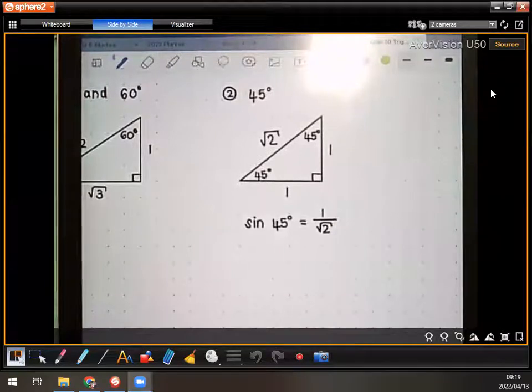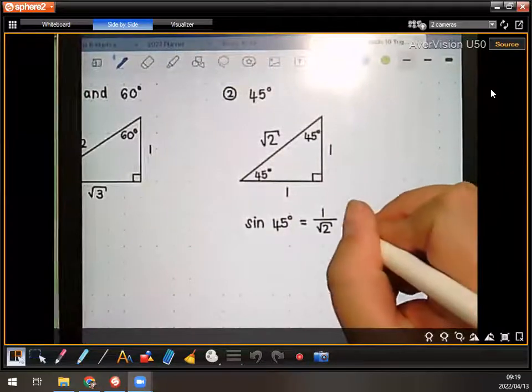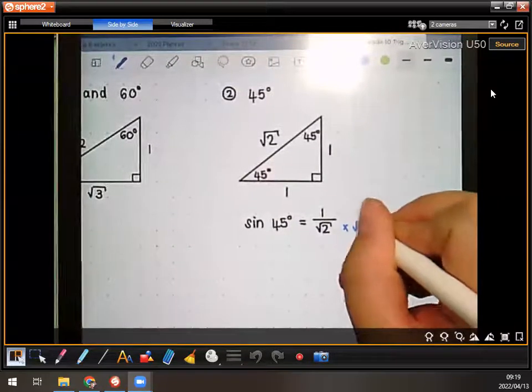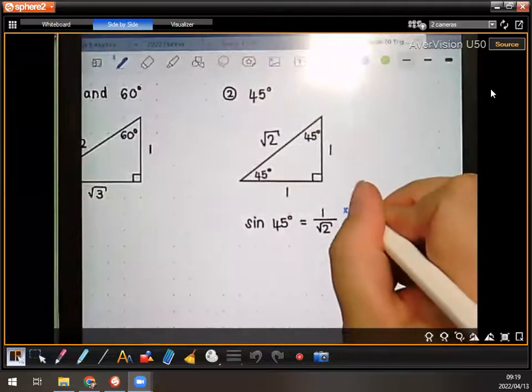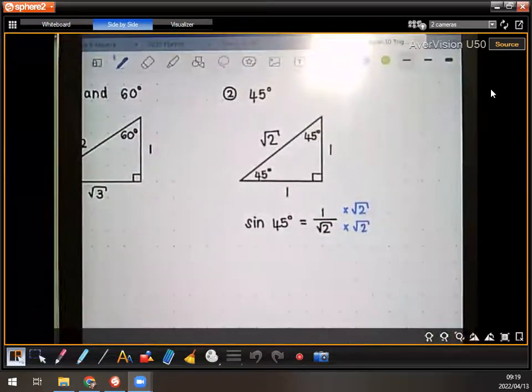So instead of saying I'm going to square, can I say I'm going to multiply it by itself? It's the same thing, right? I'm going to multiply this by root 2. But guys, can I do something just at the bottom of the fraction? I have to do it at the top as well, right? Why is that? If I multiply the top and the bottom by the same thing, what am I actually multiplying the whole fraction by? 1.